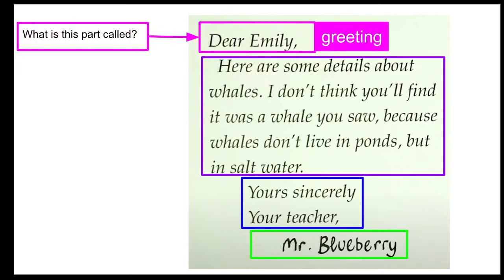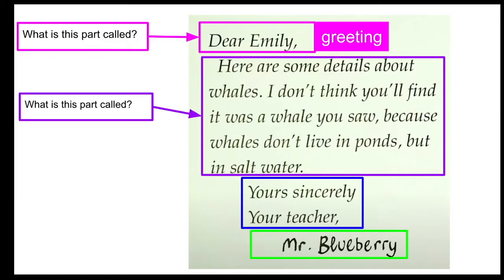What is this part of a letter called? You guessed it, the greeting. What is this part of a letter called? You got it, the body.